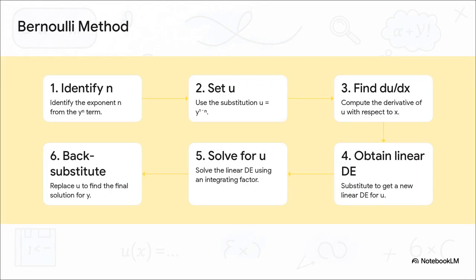The process is pretty methodical. First, you just identify all the pieces from your equation, your P(x), your Q(x), and that exponent n. Then you set up your substitution, u equals y^(1-n). The next step is a little tricky. You have to find du/dx, and that's going to take the chain rule. Once you have that, you plug everything back into the original equation. It'll look messy for a second, but then the dust will settle and you'll be left with a linear equation for u. You can solve that using an integrating factor, and then the final move, of course, is to substitute everything back so your final answer is for y.